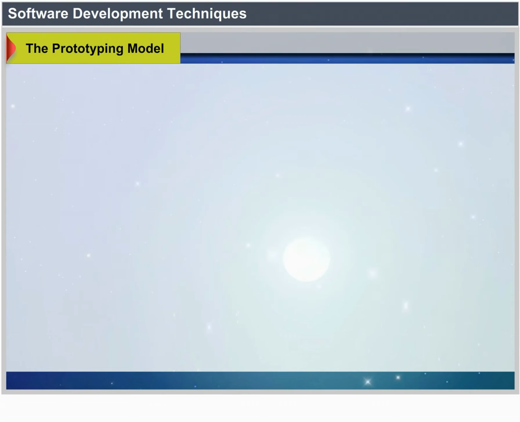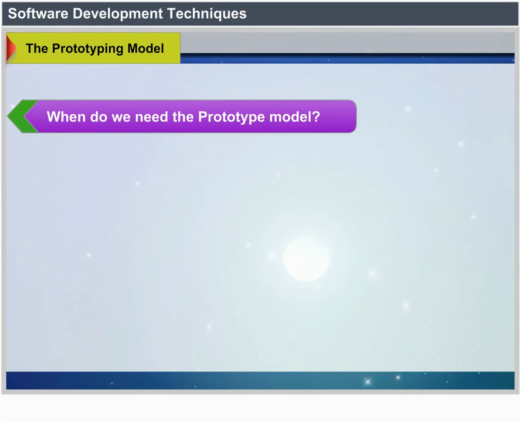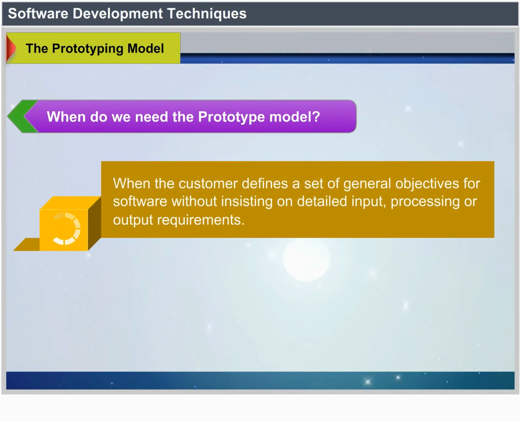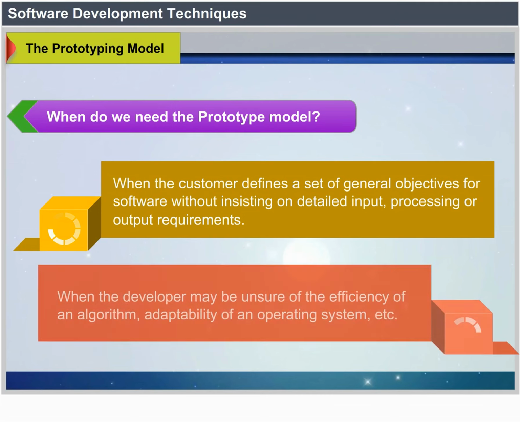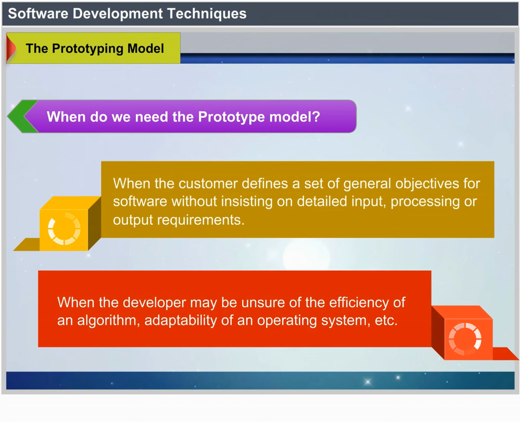The prototyping model. When do we need the prototype model? When the customer defines a set of general objectives for software but does not identify detailed input, processing, or output requirements. When the developer may be unsure of the efficiency of an algorithm, adaptability of an operating system, etc.